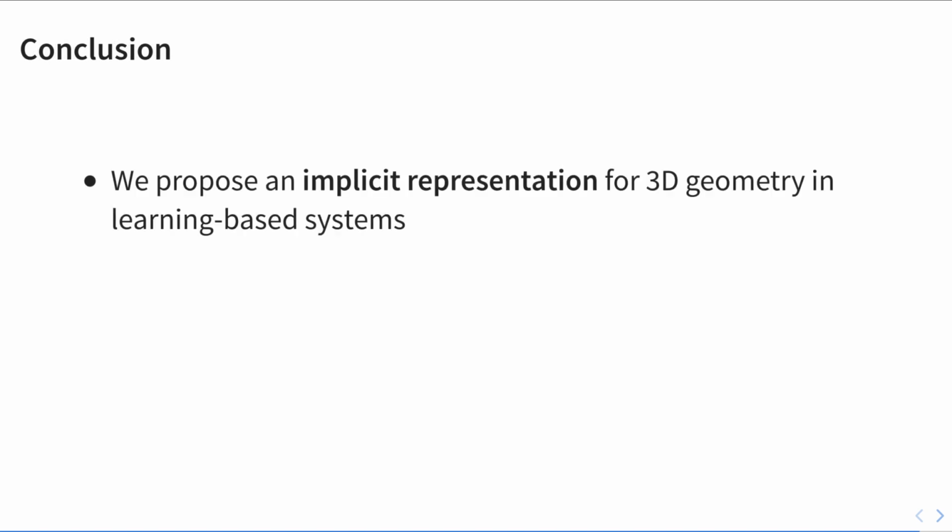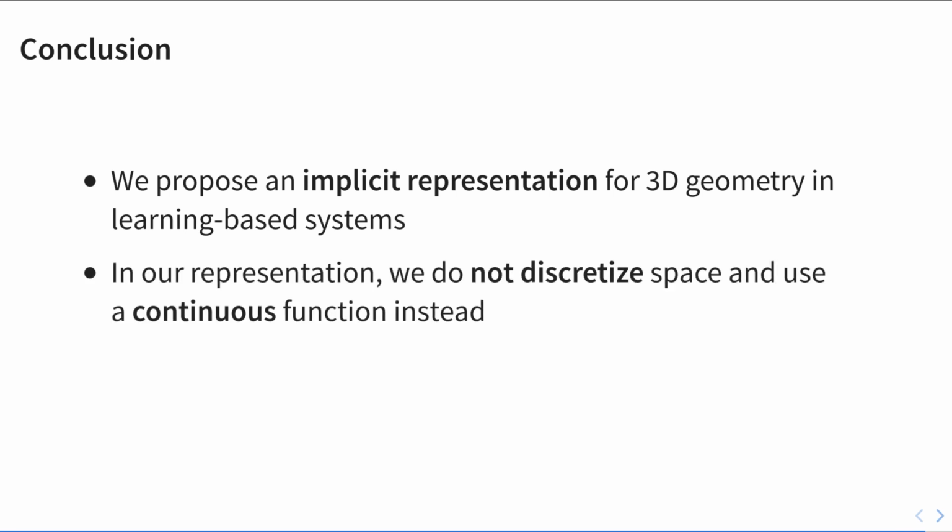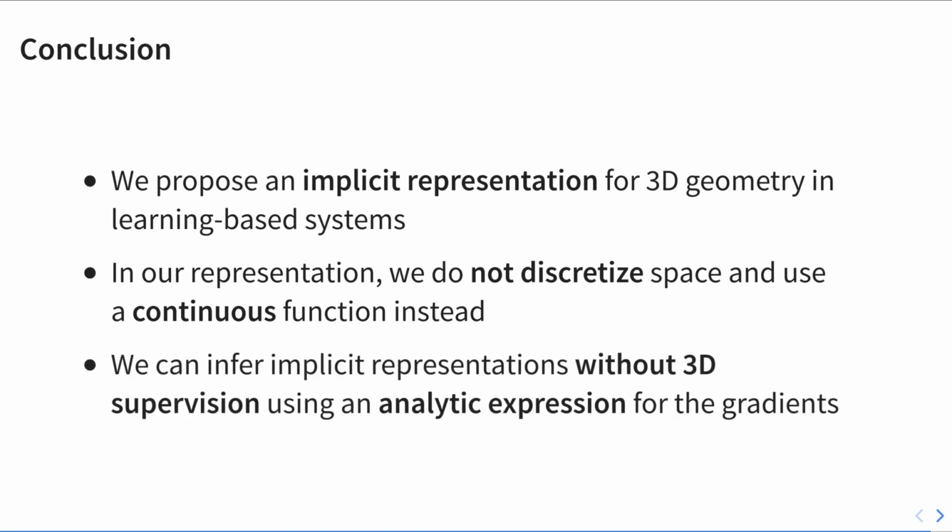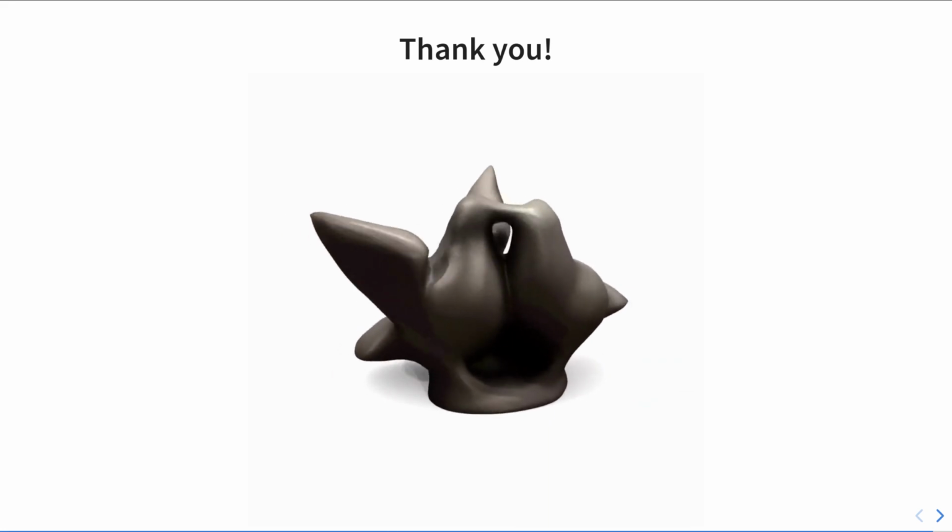In summary, we can say that we proposed a novel representation for 3D geometry in learning-based systems. Instead of discretizing the space, we propose to learn a function in 3D space instead, where the decision boundary of this binary classifier gives the 3D geometry. In the second part of the talk, we saw how we can infer these implicit representations without 3D supervision. We believe that 3D deep learning in function space is promising and leads to very cool applications.